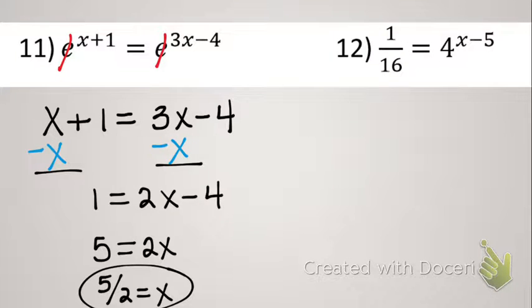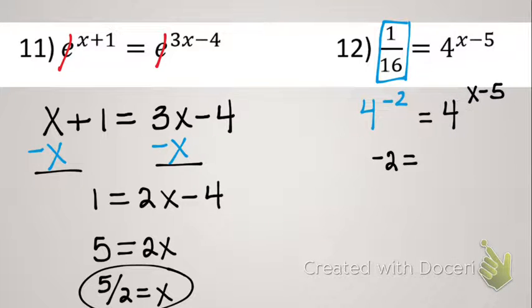So this side is going to be rewritten. We can still write it with a base 4, but it's 4 to the power of negative 2. If your exponent is negative, then that's how you get your fraction. So that equals 4 to the power of x minus 5. Drop the 4. And when you add 5 to both sides, you should get x equals 3.